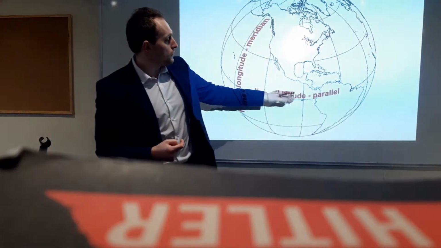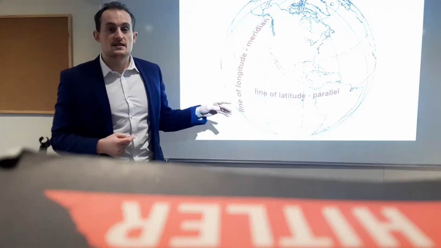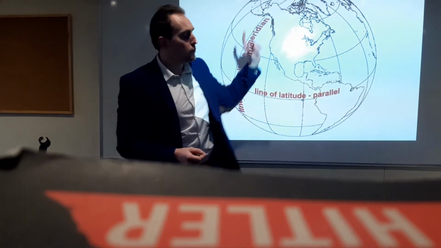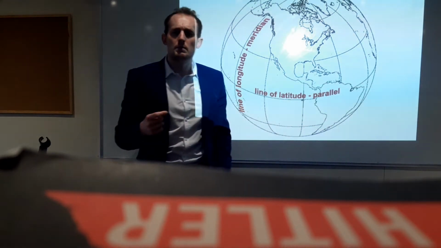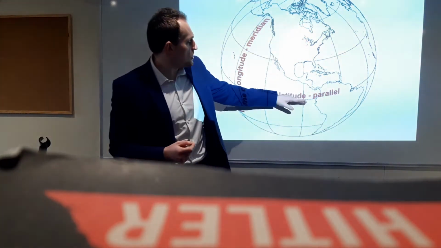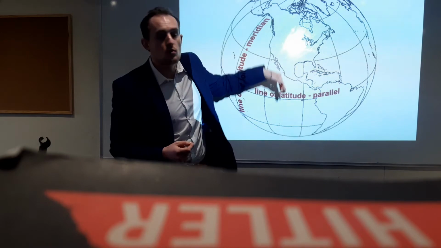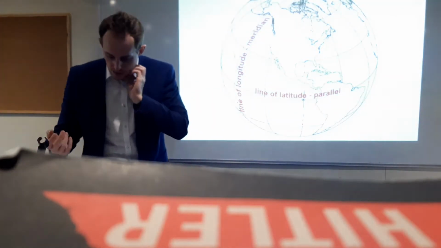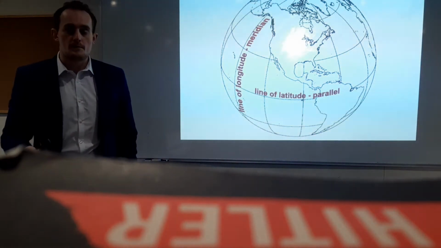And the lines run from 0 to 90 north and south. So if you were at 90 degrees north, you would be at the North Pole. If you were at 90 degrees south, you would be at the South Pole. So each line from 0, from 1 to 2, all the way up to 90, both north and south, correlates to various points on our map.